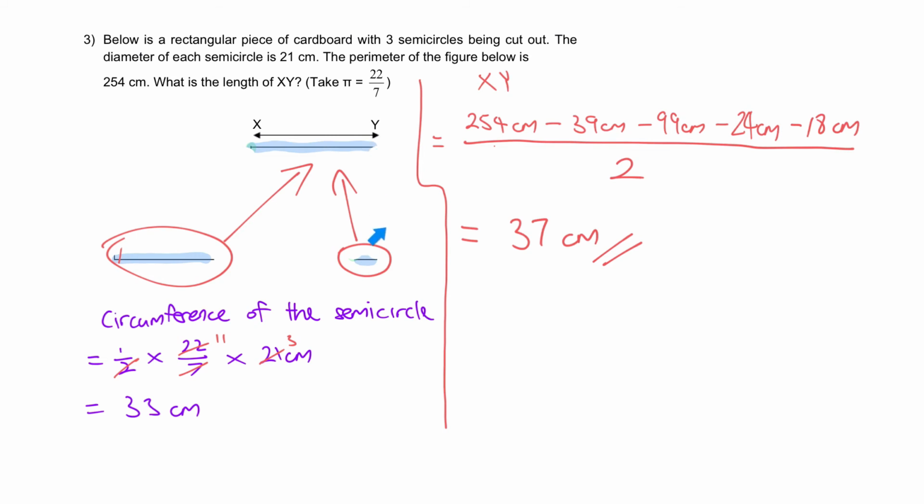So I started with the 39 cm here. Then I removed the 3 semicircles. After that, I removed the 12 cm over here and the 12 cm over here. Lastly, I removed the 2 lines over here, which is 18. Then I divide by 2. If you need, please watch the video again. Try it out on your own until you understand. Okay, so let's move on to question 4.